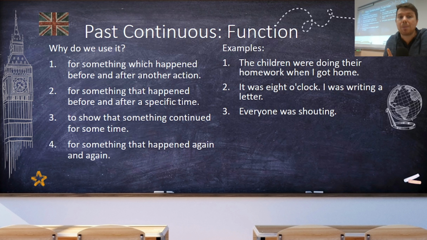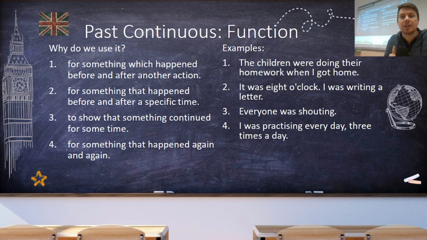So number 4 here. For something that happened again and again. So let's have a look. I was practicing every day 3 times a day. So here I was practicing maybe the piano, and I was playing the piano 3 times a day because I did it 1, 2, and 3. I was playing the piano 3 times a day. Again, it's kind of emphasis, meaning I played a lot. I played a lot, or I was playing a lot. I was playing a lot sounds like there is more playing happening.